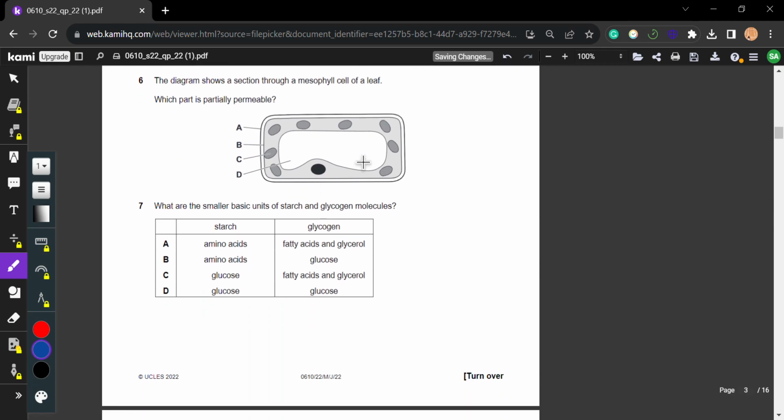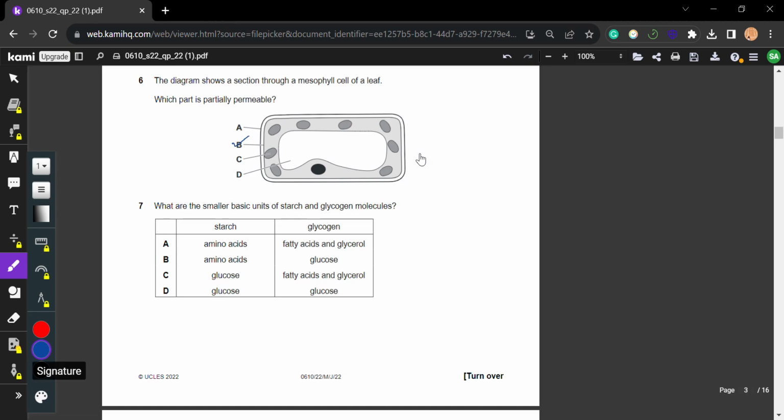Question number 6. The diagram shows a section through a mesophyll cell of a leaf. Which part is partially permeable? Now A is the cell wall, which means it's fully permeable. It allows every molecule to pass through. Partially permeable means it allows only selective substances to pass through and leave. Our correct option would be B, which is a cell membrane, right?